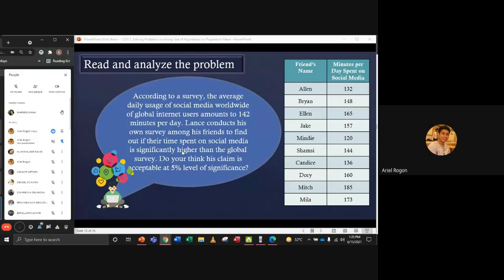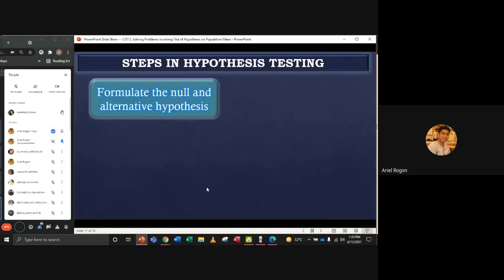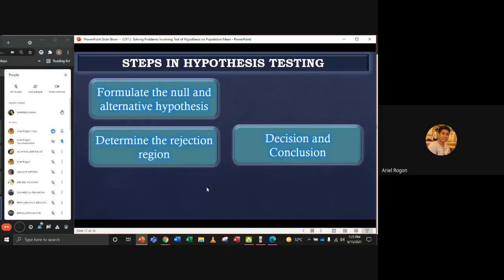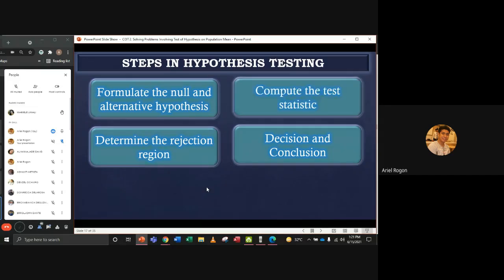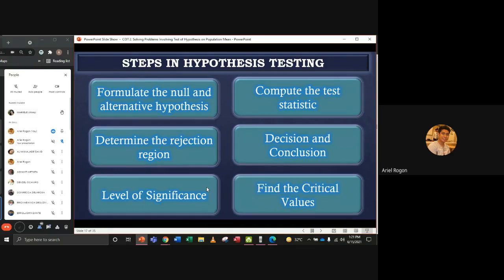So using the concepts that we have studied before, here are the steps in hypothesis testing: formulate the null and alternative hypothesis, decision and conclusion, determine the rejection region, compute the test statistic, level of significance, and find the critical values. So all of these are the steps in hypothesis testing.